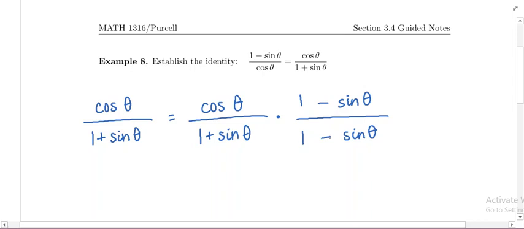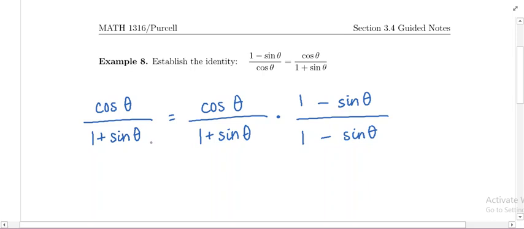That is the conjugate. You have to multiply the top and the bottom by the conjugate. You can't just multiply either the top or just the bottom. It has to be top and bottom because 1 minus sine of theta over 1 minus sine of theta simplifies to 1, since you're just dividing a quantity by itself. So you're really taking the original fraction, cosine of theta over 1 plus the sine of theta, and multiplying it by 1.